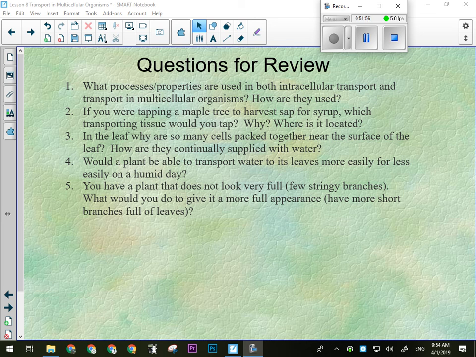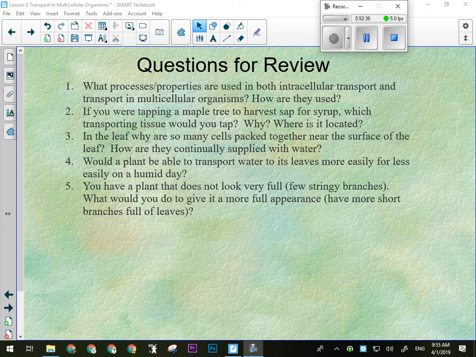All right, let's look at question number 1 here. What process or properties are used in both intracellular transport and transport in multicellular organisms? Okay, so how are they used? What were the 2 that we talked about? Osmosis and diffusion, right? Active transport is not going to work because active transport requires the little carrier transport proteins that are embedded in the cell membranes to work. It doesn't work over a long distance. I mean, not that diffusion works well either, but at least diffusion is helping to move some things over short distances. Osmosis, on the other hand, can create a pulling force that can act over a great distance.